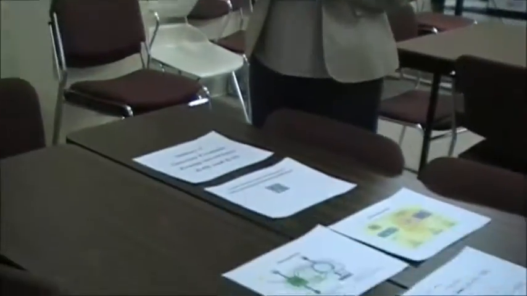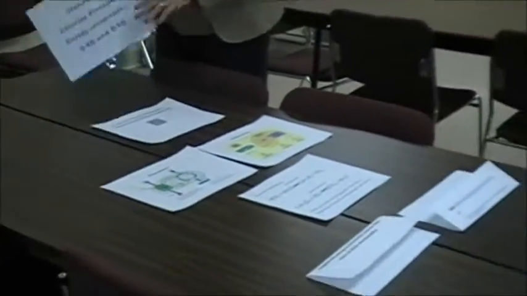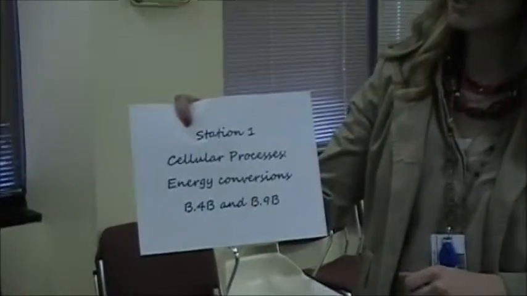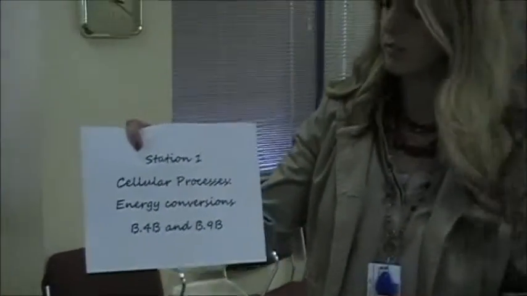All right. Welcome to our biology after the bell session, reporting category 1. In reporting category 1, we talk about lots of different things that mainly deal with cells. So what I have here is different stations that we're going to run through today. The first station is going to cover B.4b, which is cellular processes and energy conversions, and also B.9b, which is photosynthesis and cellular respiration.